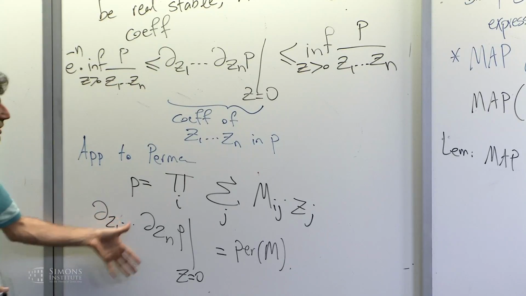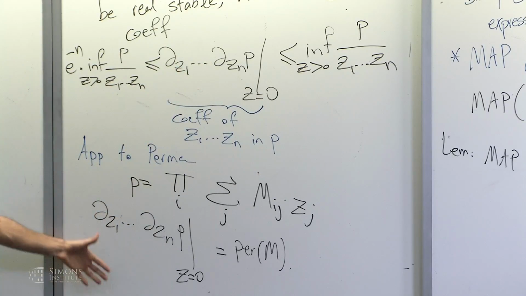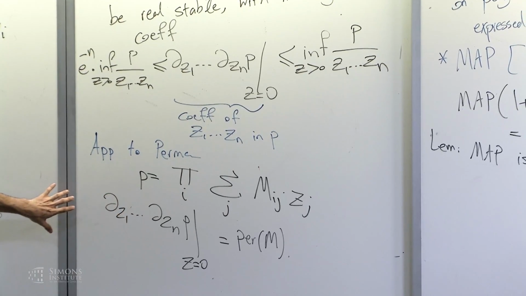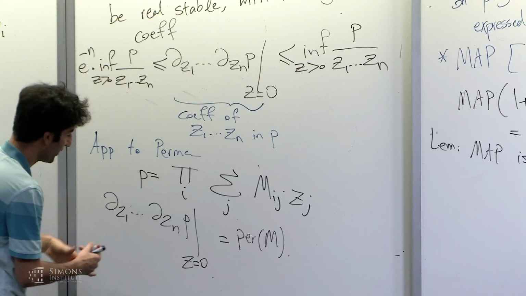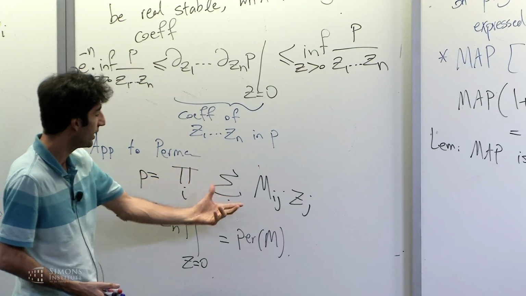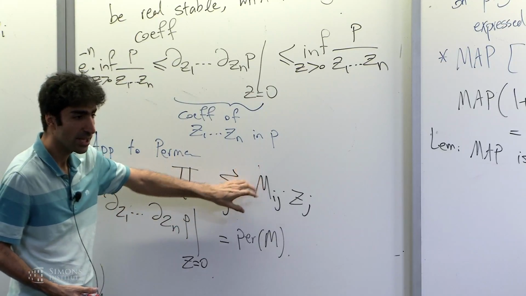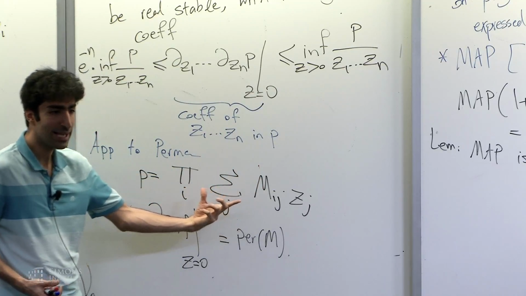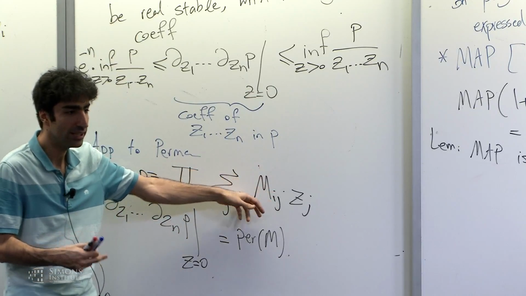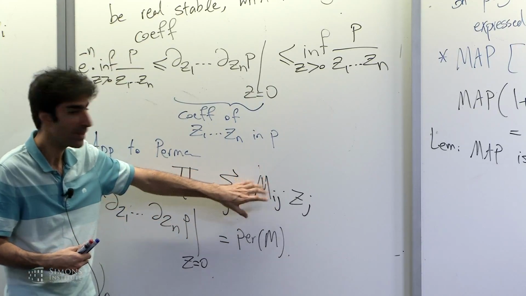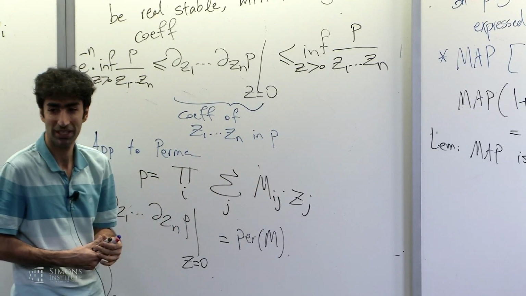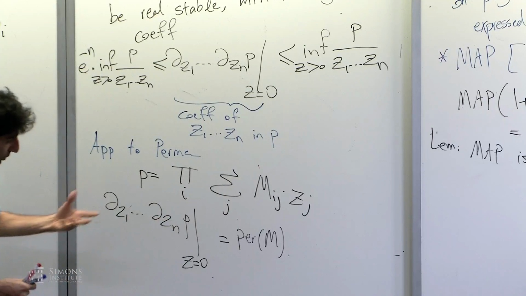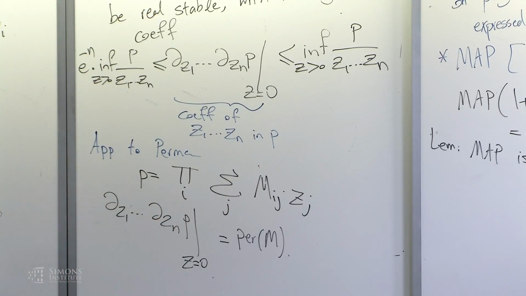So all I need to do is to just compute this number, and that's the permanent of n. There are many ways to see this. You can basically see that P is this product of these sums. So if I want to get z1 up to zn, I have to choose exactly one zj from each sum, and that corresponds to a particular permutation, which gives me a z1 up to zn monomial.